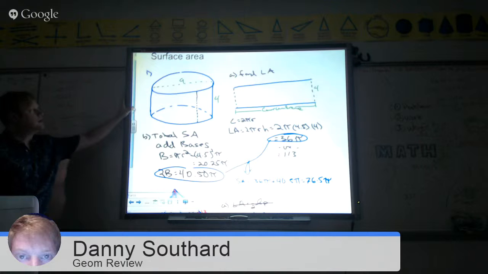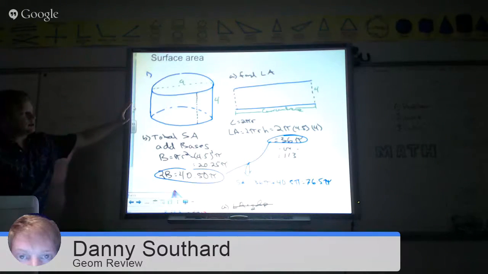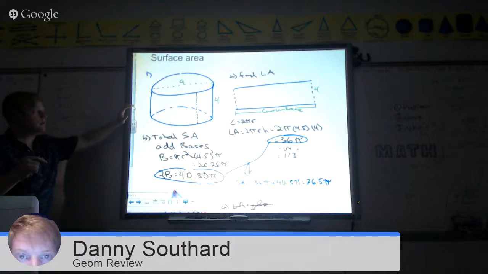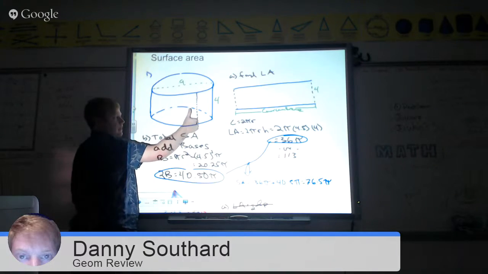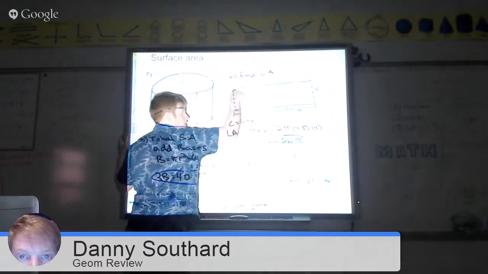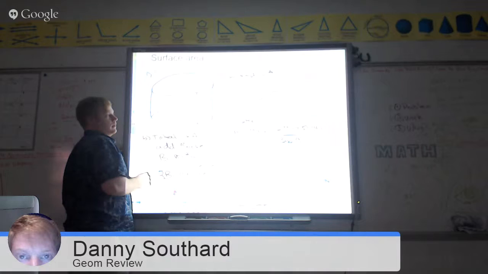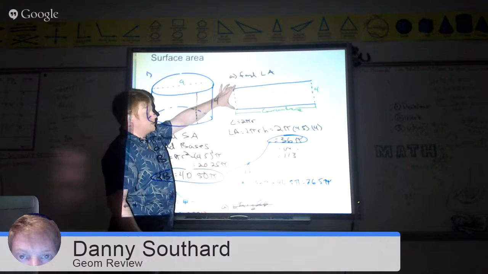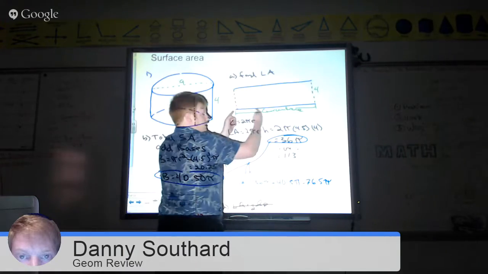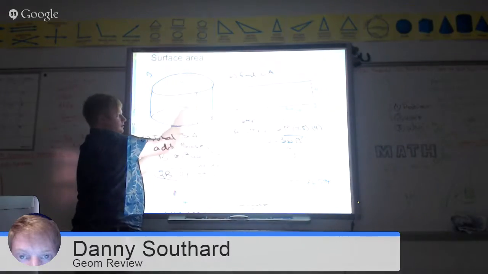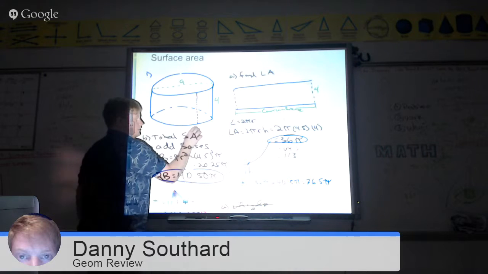Okay, surface area. Here's a cylinder. I tried to recreate the example I showed before about taking this cylinder, cutting it down the side, and then unrolling it. You see the cuts? Okay, so the height of this rectangle is just the height of the cylinder, and this length is the circumference around.